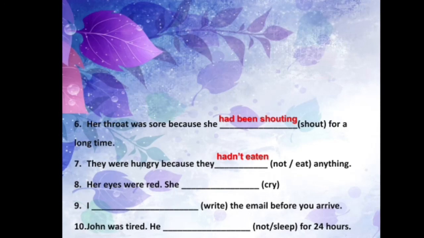Number 9, the email before you arrived. I'm not talking here about a long time or a duration, so it's going to be had written. Don't forget to revise the PP, guys. The past participle. You have to revise all the past participles of the irregular verbs. Number 10, John was tired. He for 24 hours. Yes, he hadn't slept. Excellent.